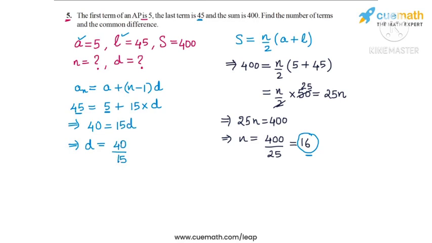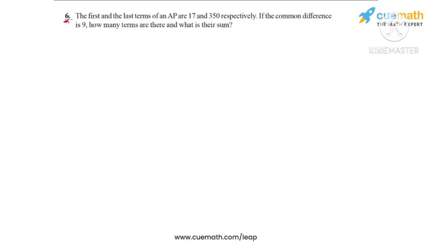And now if we reduce it to the lowest term, dividing both the numerator and denominator by 5, we get 8 by 3. So D is equal to 8 by 3. So the answer to this question is that the number of terms is 16 and the common difference is equal to 8 by 3. Question 6 of the exercise, here's what the problem statement says.